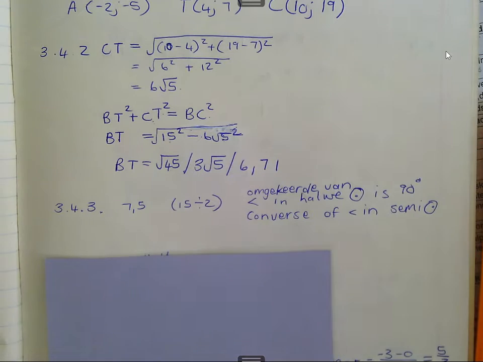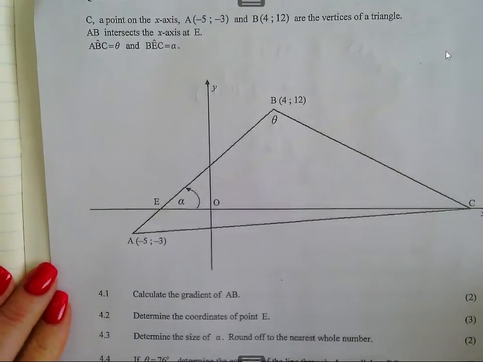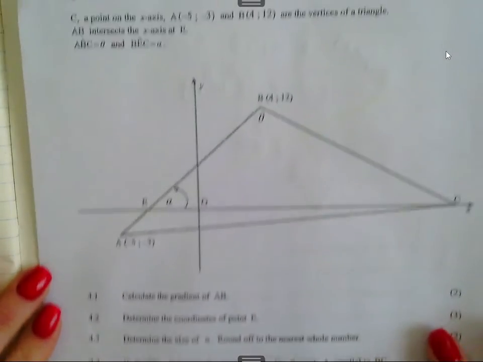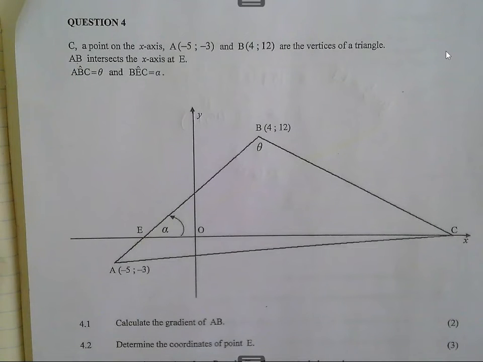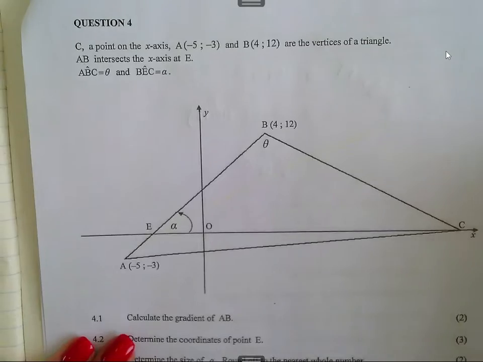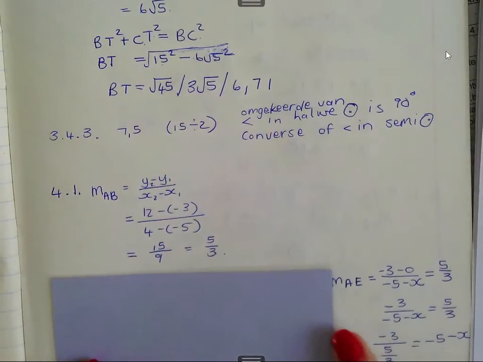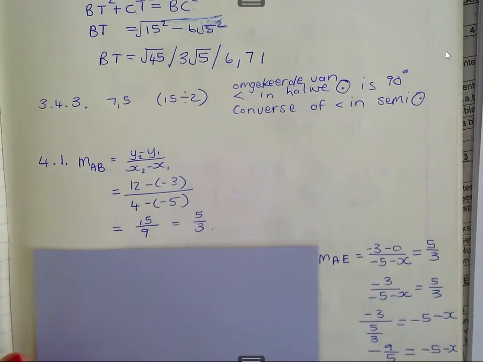Okay, can we move on to question 4? Right, first one, the gradient of AB. I hope you saw that that was a very simple one. You had the two coordinates, nothing to wonder about. You can just calculate it with the gradient formula, 5/3.